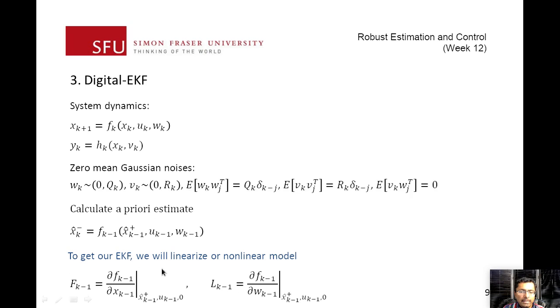To do that, we linearize the model. Capital F_k would be the partial of f_{k-1} with respect to x, and then you evaluate the derivative at x equal to x hat plus at k minus 1. u_k should be known, w_k would be zero mean, and we similarly evaluate L_k at x hat plus at k minus 1, u_{k-1}, and 0. So keep a note that this is evaluated at x hat plus at k minus 1, u_{k-1} and 0.